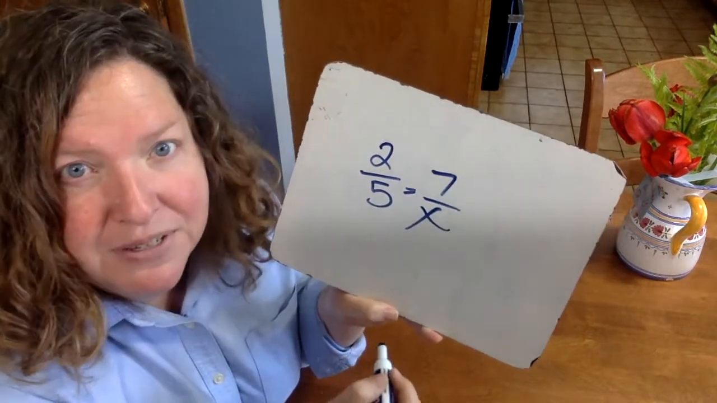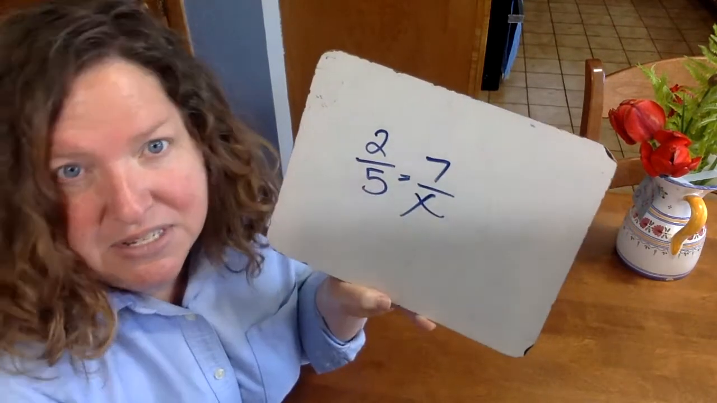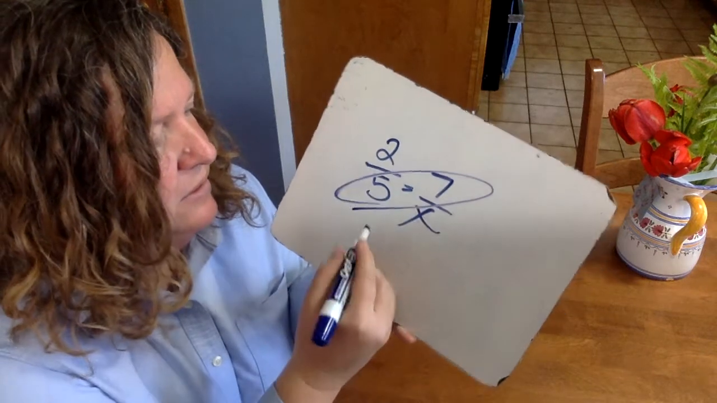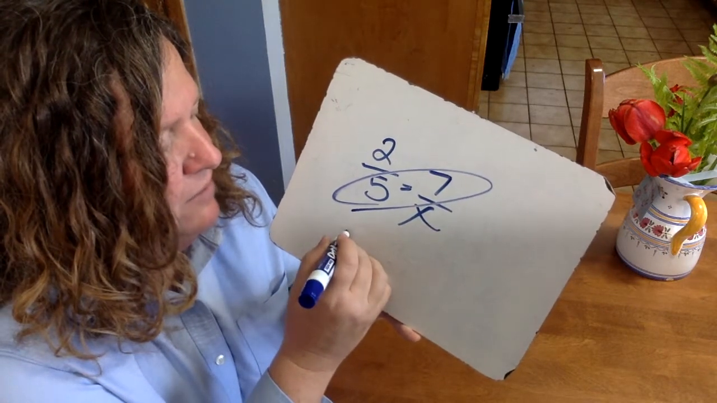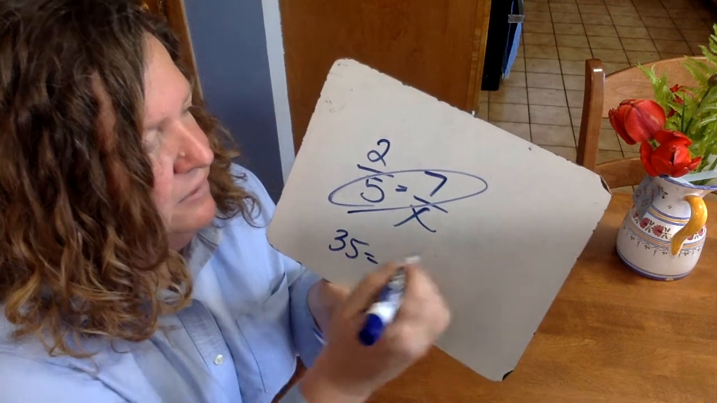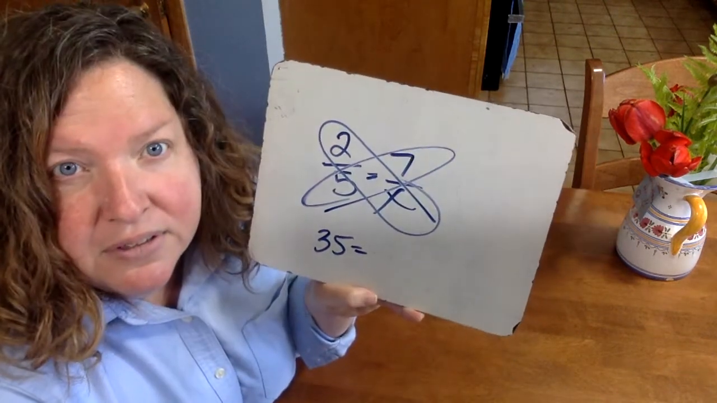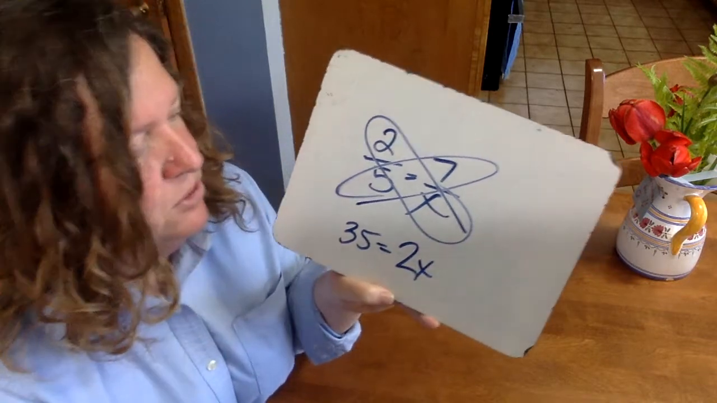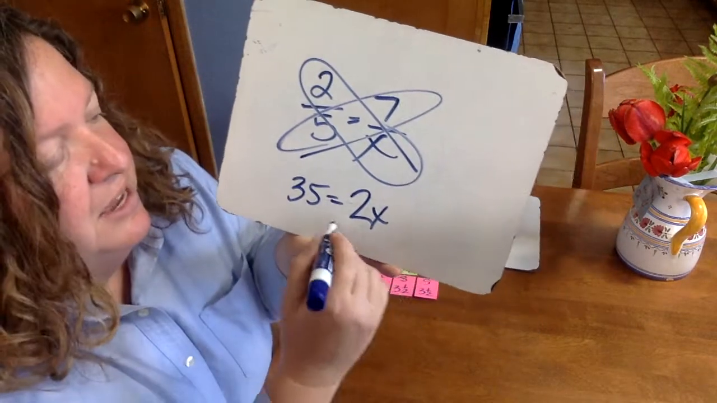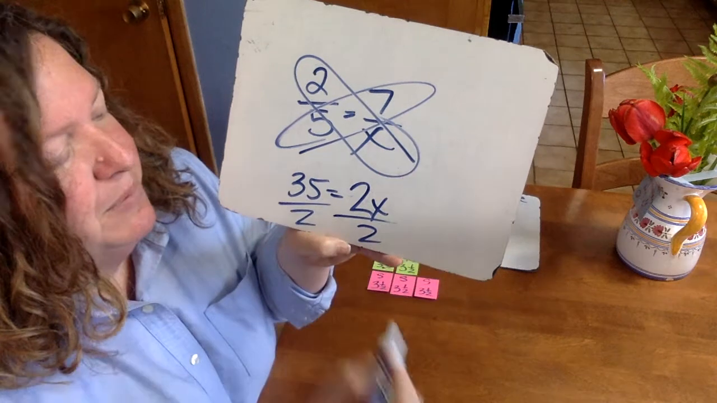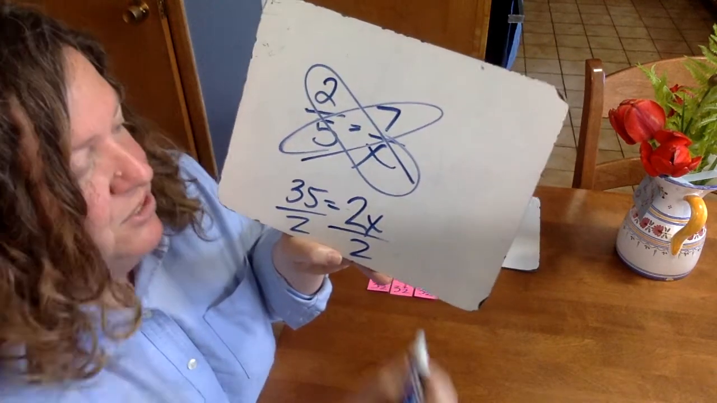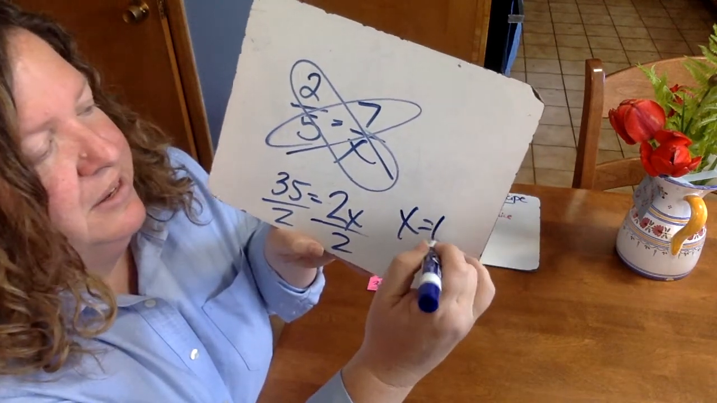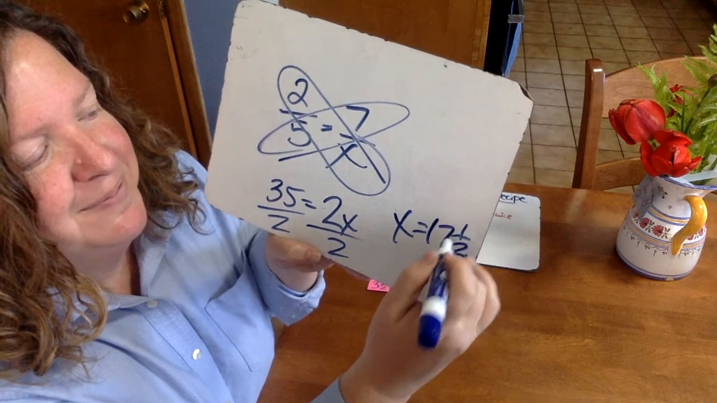2 to 5 is equivalent to 7 to something. 7 times 5 is 35. 2 times a mystery amount is 2 groups of the mystery amount, so 2 times x is 2x. Then we're going to divide by 2 on each side because we want to get rid of that too. X equals 17.5.